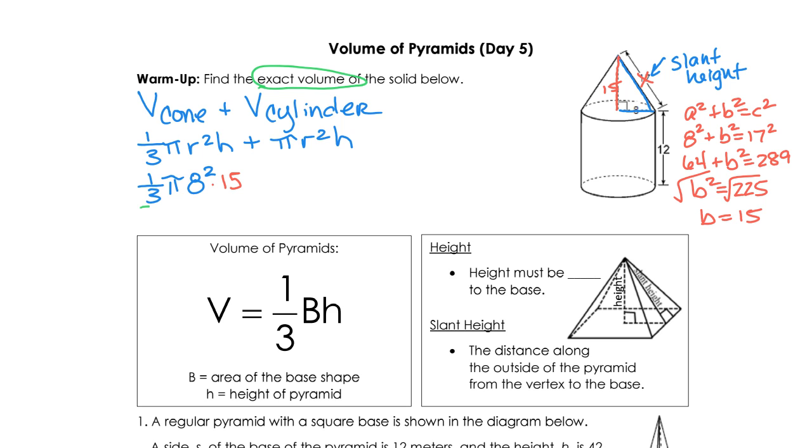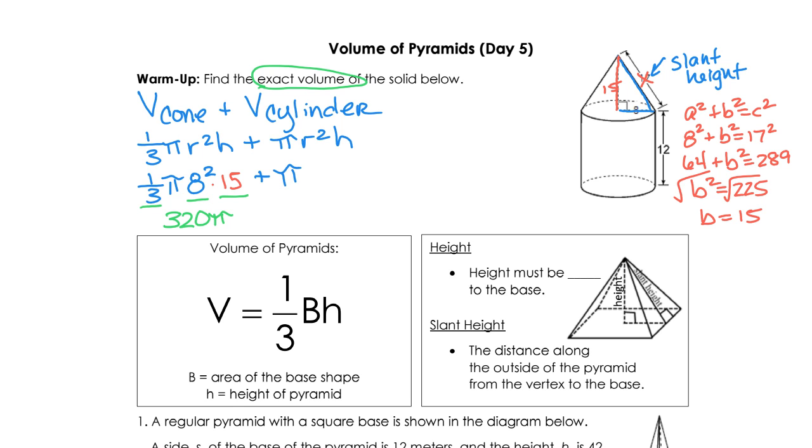So we're going to type in 1/3 times the 8 squared times the 15 and hit enter. And we're going to get 320 pi because pi didn't go in our calculator. So it has to be next to the 320. And then we're going to continue on with our formula, and we're going to add the cylinder volume to that.